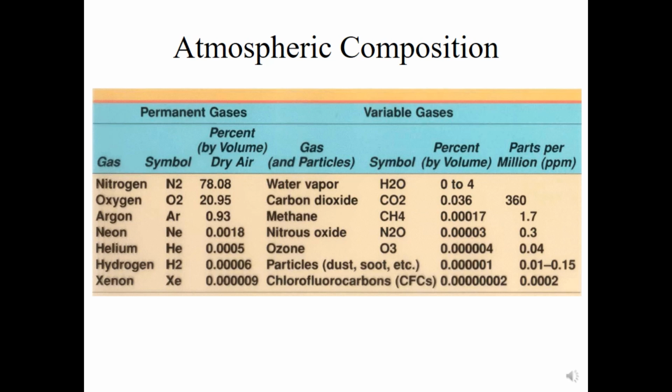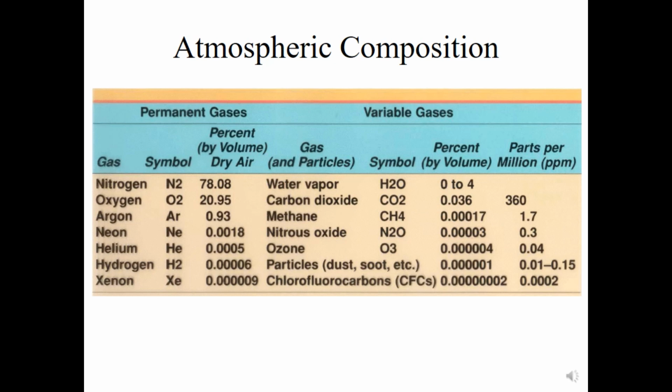The most abundant variable gas is water vapor, which can make up anywhere between 0 and 4% of the atmosphere. So if it makes up 4% of the atmosphere, it has to displace nitrogen, oxygen, and the noble gases in order to take up that much of the volume. But water vapor concentrations are highest over warm bodies of water and are lowest at high altitudes and at extremely cold temperatures. Then we have carbon dioxide, which is a trace gas, a greenhouse gas.